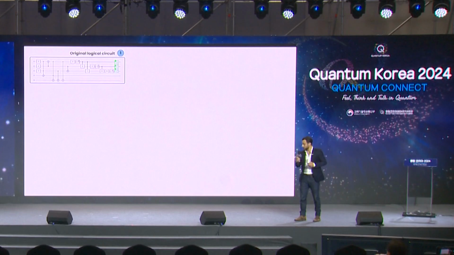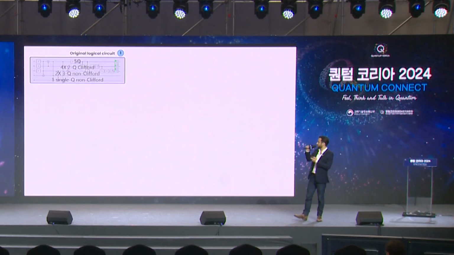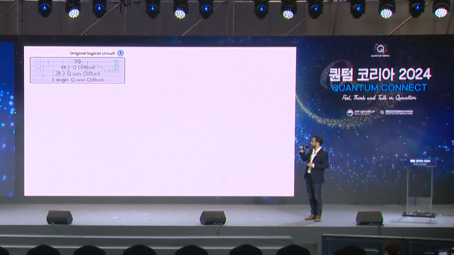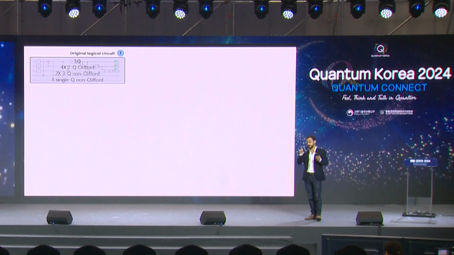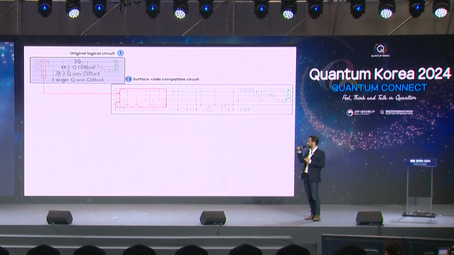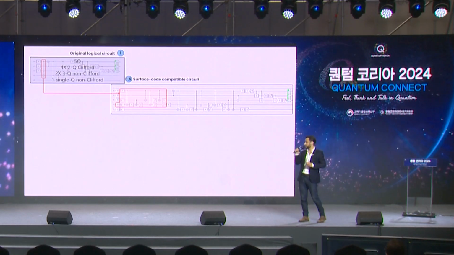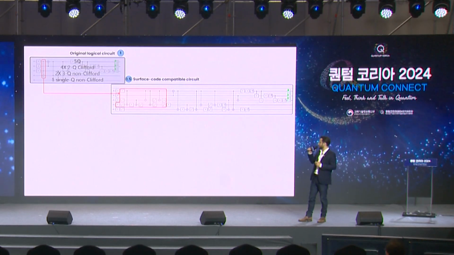So first of all, this is the circuit. It looks pretty easy, pretty naive. Actually, it has only 5 qubits, 4 2-qubit Cliffords, and so on and so forth. But as I said, I'm going to use surface code. So that means that some of these gates have to be made surface code compatible. Not all gates that we have here are surface code compatible. This already makes it a little bit more of a mess.